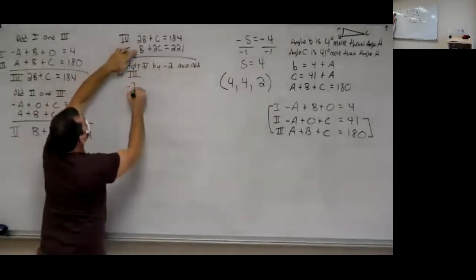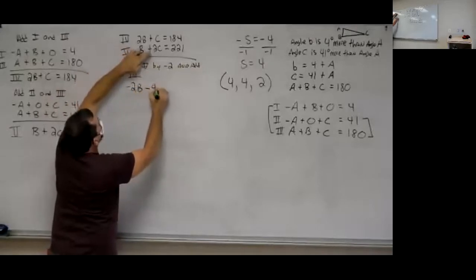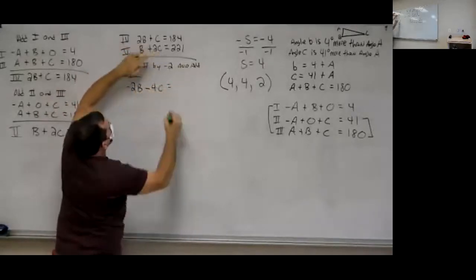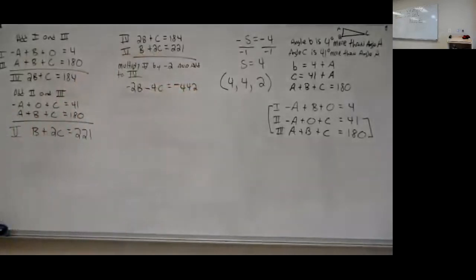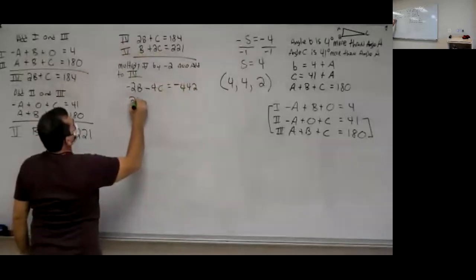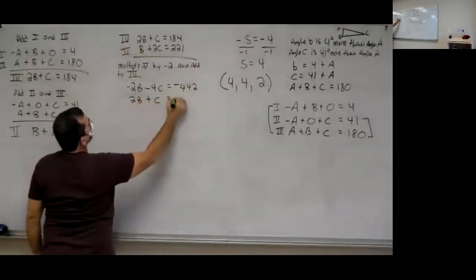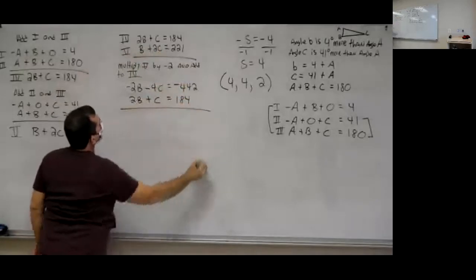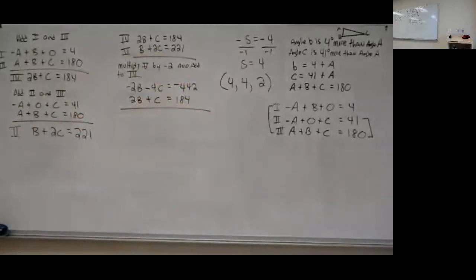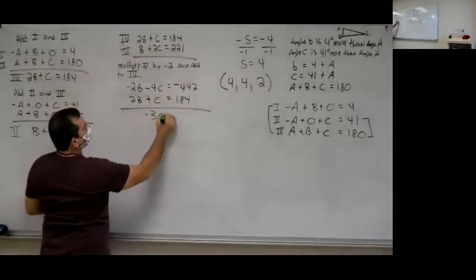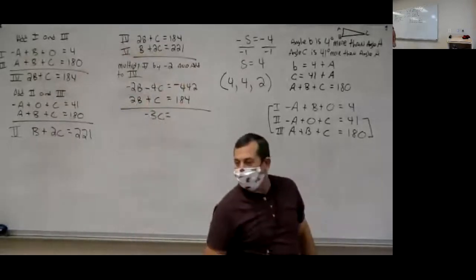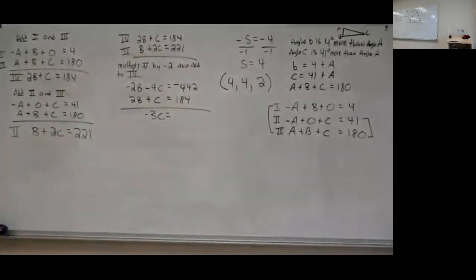That'll give me -2B minus 4C equals -442. Now bring down the other one, which was 2B plus C equals 184. Well, we at least got rid of the B's, right? The B's are gone. So -4 and 1 give me -3C. And get that on the calculator, -442 and 184. It's too early on a Monday.